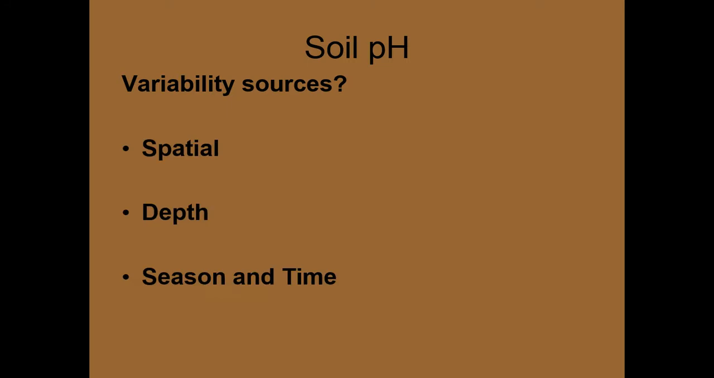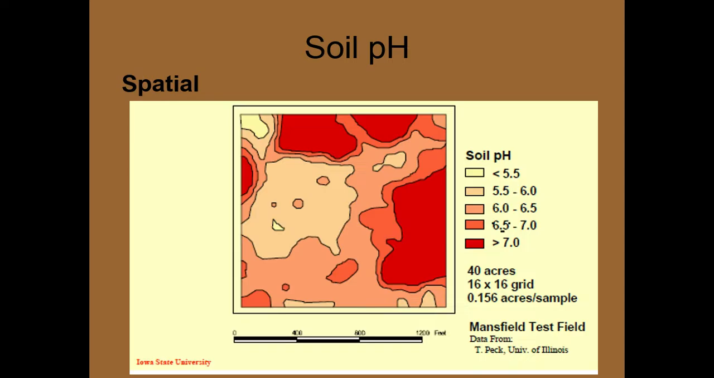Variability of sources, so soil pH variability within a field. This is a 40-acre field that was sampled by a 16 by 16 grid. You see a pH range of less than 5.5 up to greater than 7 within the same 40 acres. So in an agricultural setting, this is why they often do scouting and don't just sample once for 40 acres. Knowing your sample unit size becomes really important.